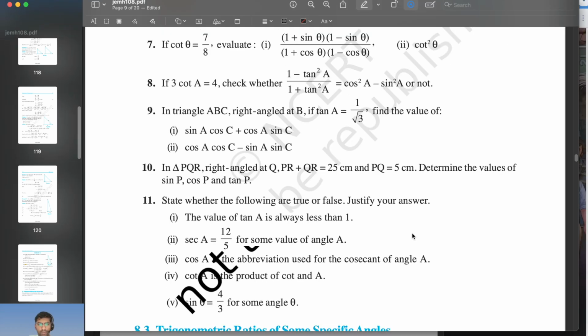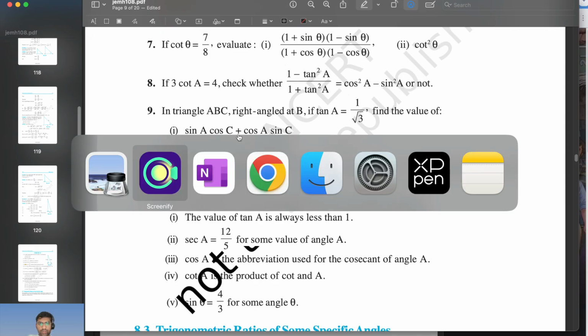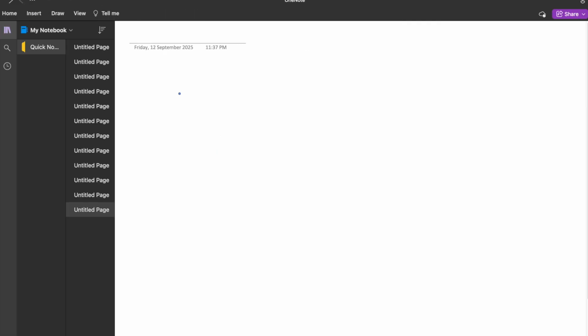Hi guys, so let's solve this ninth problem. Given a right angle triangle ABC, right angled at B, if tan A is equal to 1 by root 3, we need to find the values of sin A cos C plus cos A sin C, and cos A cos C minus sin A sin C. Okay, let's solve this. First, draw a right angle triangle.